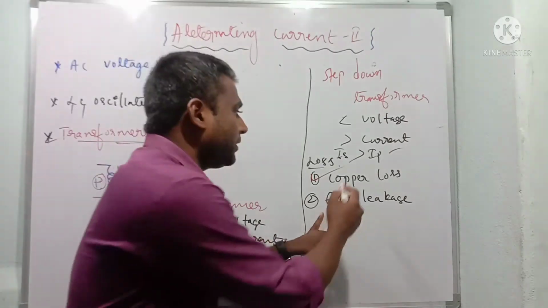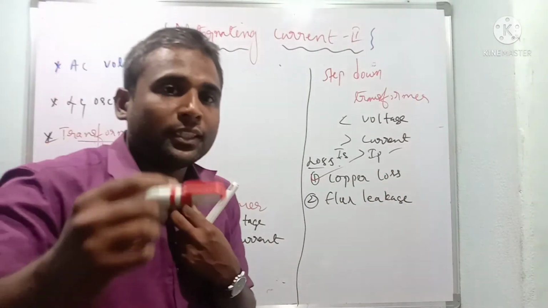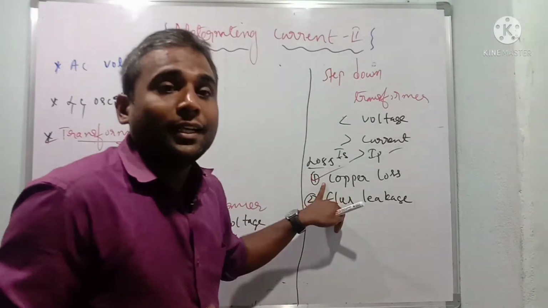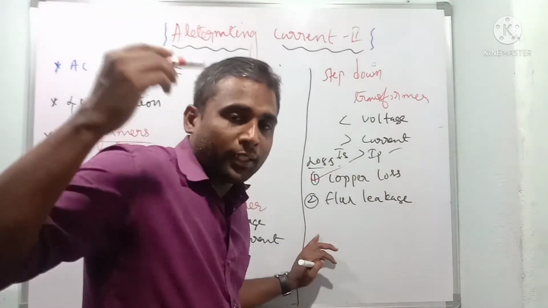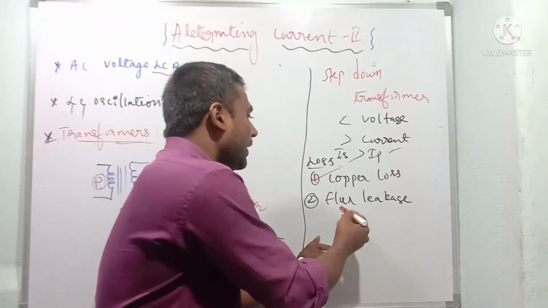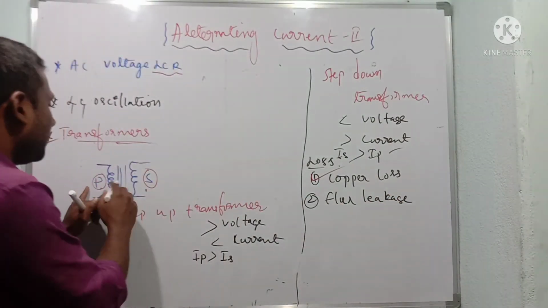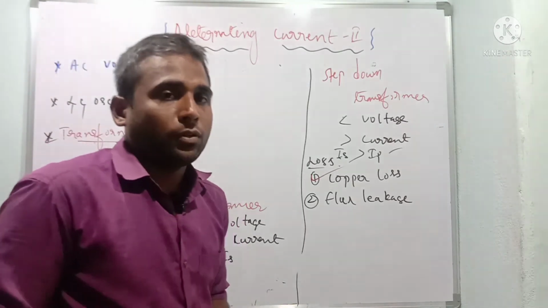And how can we avoid copper loss? We have to use thick wires. You know that as thickness increases, it contains more electrons, so we can reduce the resistance there. So this copper loss can be reduced by increasing the thickness of the wire, and this flux leakage can be reduced by having perfect coupling between the primary coil and the secondary coil.